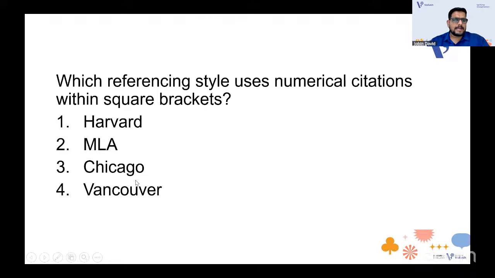Yes. Answers? The answer is Vancouver. MLA, basically, they don't use square brackets for numerical citations. They just write the numerical citation. That means maybe with the years and all. Vancouver is the referencing style that uses the numerical citations within the square brackets. Okay, Vancouver. So next question.